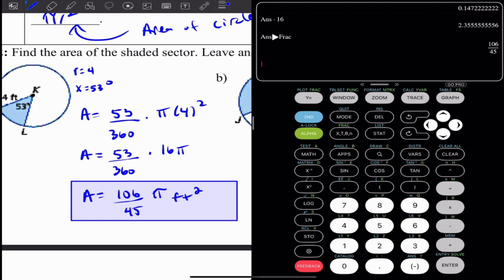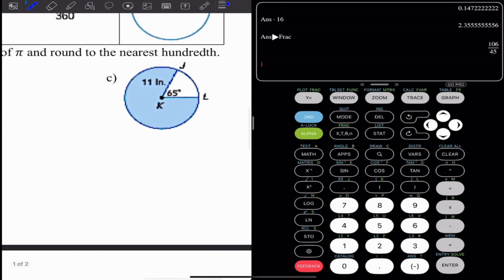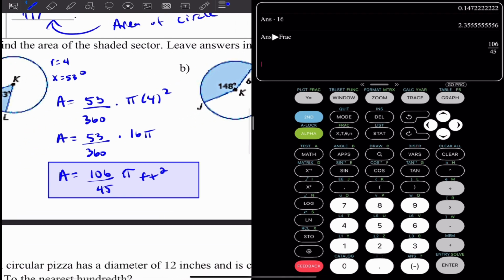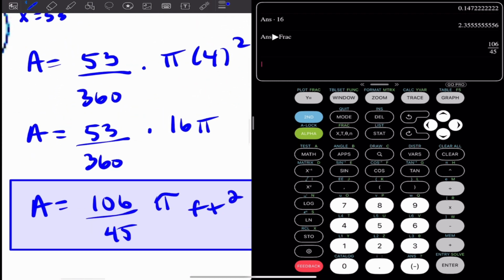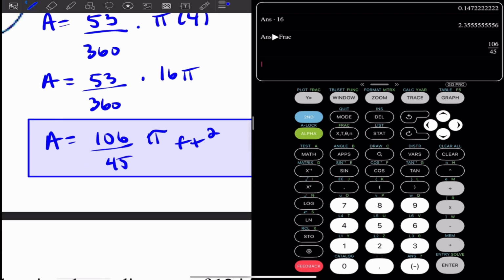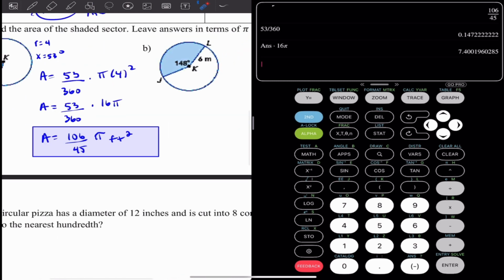Now, let's say that you're asked to round to the nearest hundredth on this one. Well, what you're going to do is this. So ignore this answer. We're going to go back to this. So it would be 53 divided by 360. There's your decimal. And then you're going to multiply that by 16 pi this time. So second caret sign. And there you go. So the rounded answer, your area is approximately 7.40 feet squared. That's the other answer.